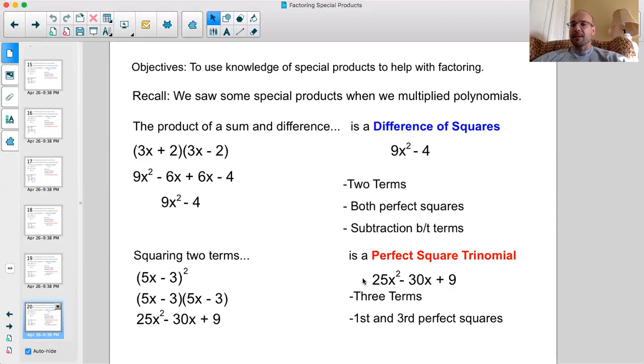This makes me think that someone squared 5x. This makes me think that someone squared 3. They're both perfect squares. And then that middle term has the right connections to the 5 and the 3. This is 2 times 5 times 3. 2 times 5 is 10, times 3 is 30. If that middle term is 2AB, then you have a perfect square trinomial.